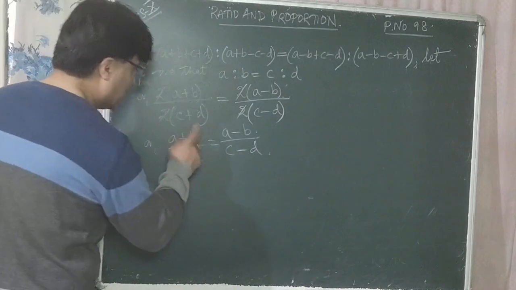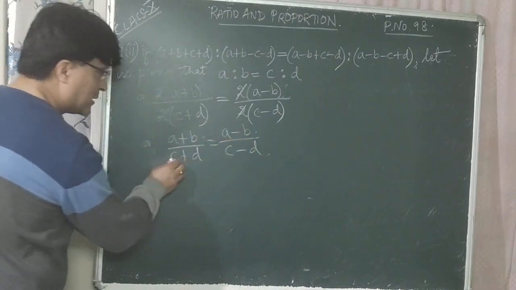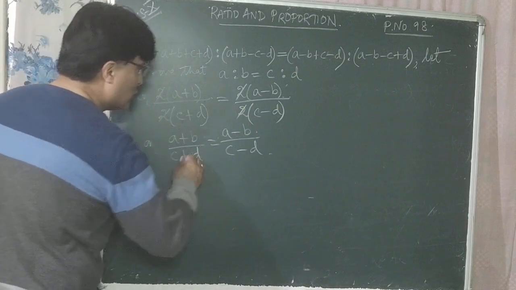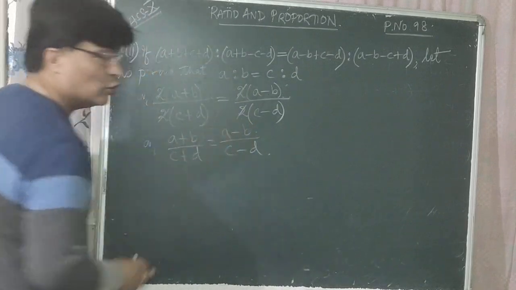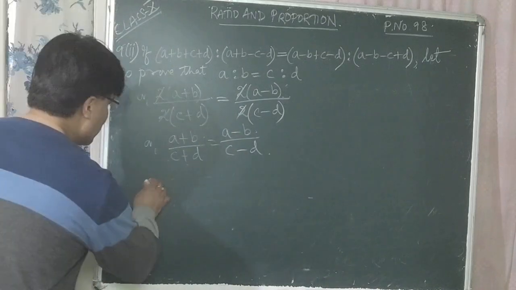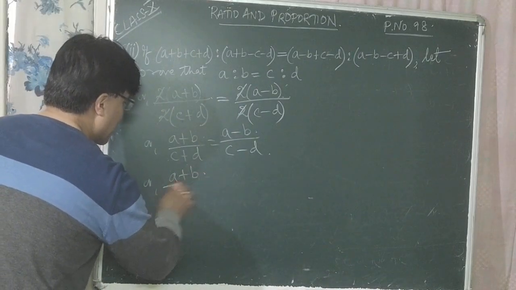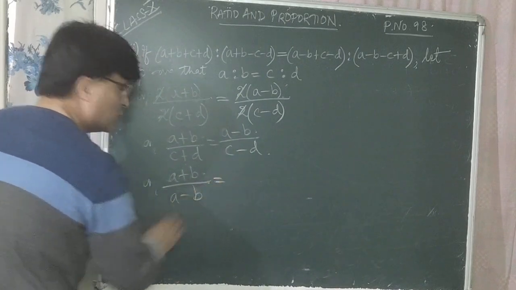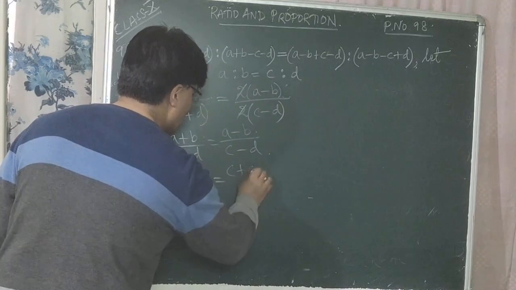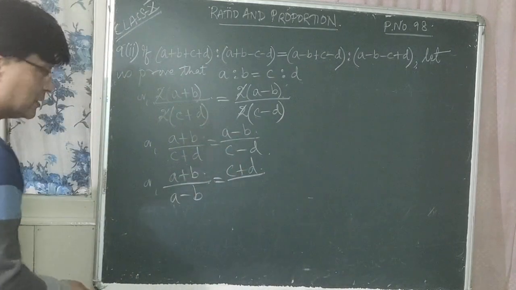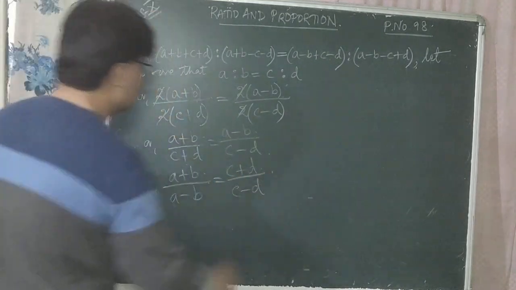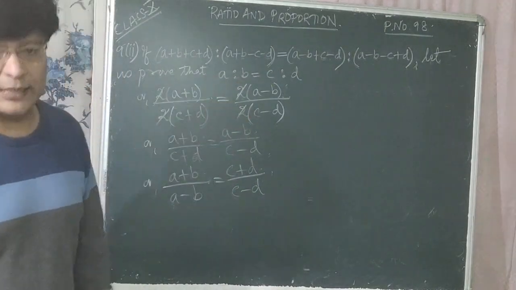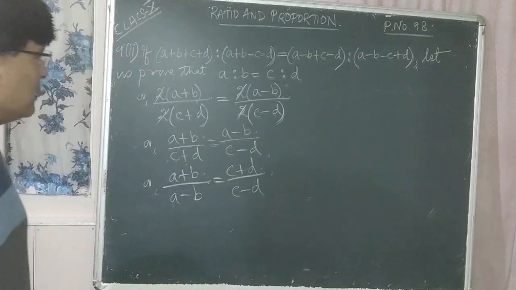So what will you do here is A minus B, take it to the left hand side. A minus B comes in the denominator here. And when the C plus D goes to the right hand side, it goes to the numerator side. So what do we get? A plus B divided by A minus B, exchanging their sides, is equal to C plus D on the right hand side, divided by C minus D. So now in order to prove A is to B is equal to C is to D, again you have to use componendo and dividendo.